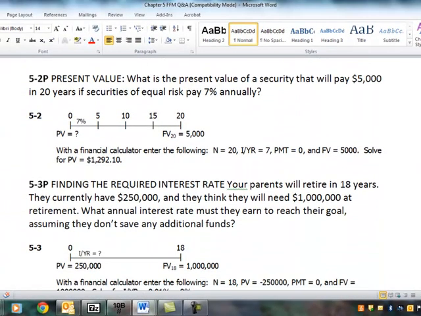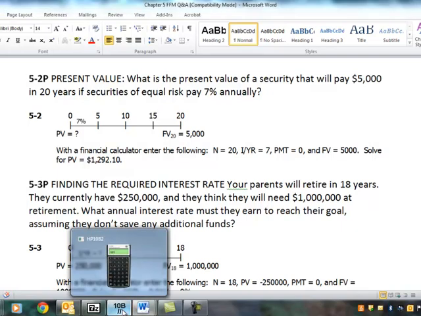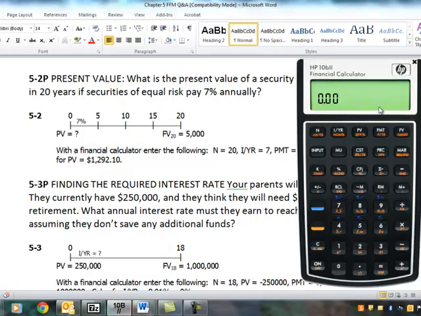Now I'm going to hit Shift, Clear All, and then let's start problem 2. So what is the present value of a security that will pay $5,000 in 20 years if you are earning 7% interest? We solved this on our previous video, so let's solve this using the financial calculator.